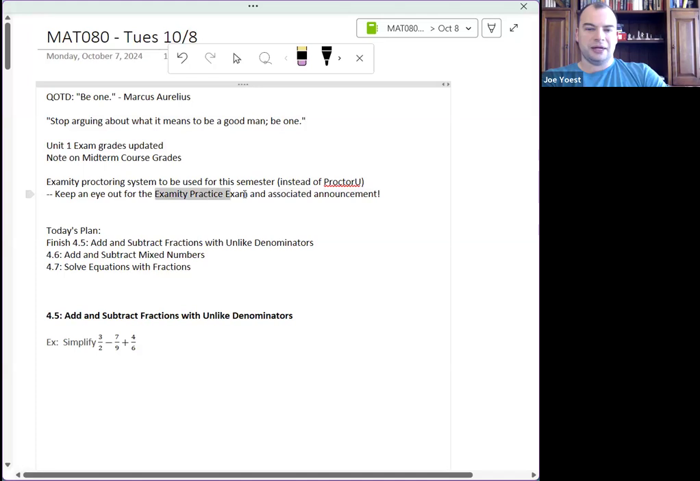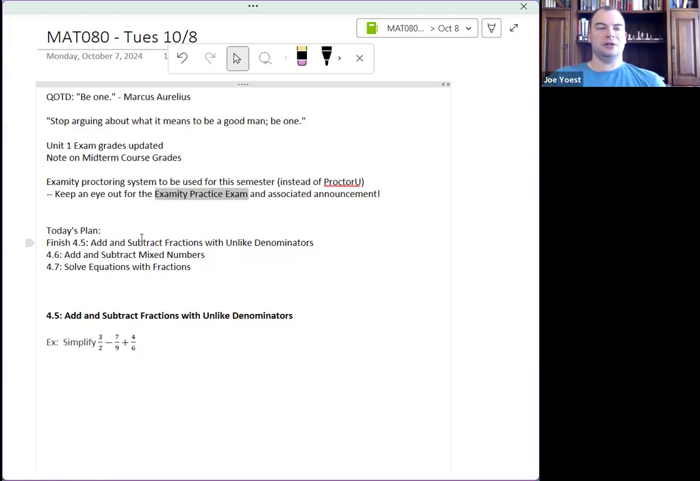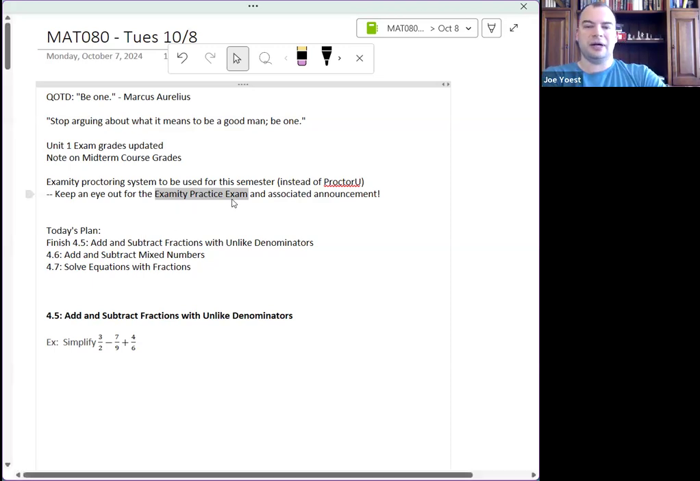Note that the Examity practice exam, when I post it, the sole purpose of that exam is for you to get onto the Examity system, to go through Blackboard into Examity, create an account, learn how to start up a testing session, and all of that. That's really the sole goal of the Examity practice exam.